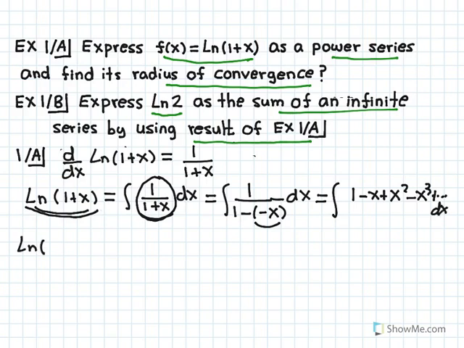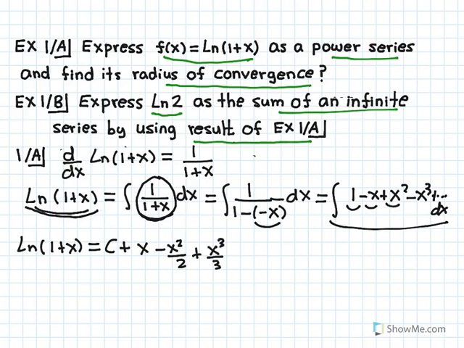So log of 1 plus x is equal to, whenever we integrate, we get a constant of integration coming out. Let's put that first, c plus. And then integrate 1, we get x. Reversing the power rule, integrate minus x, we get minus x squared divided by 2. Integrate x squared, and we get x to the power of 3 divided by 3. Minus x to the power of 4 divided by 4, and so on.